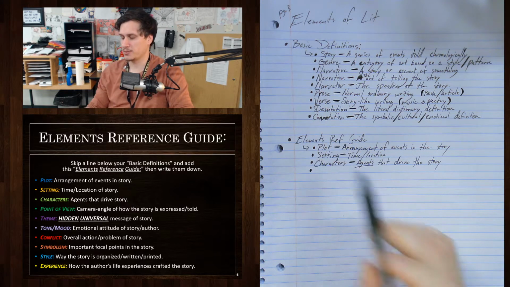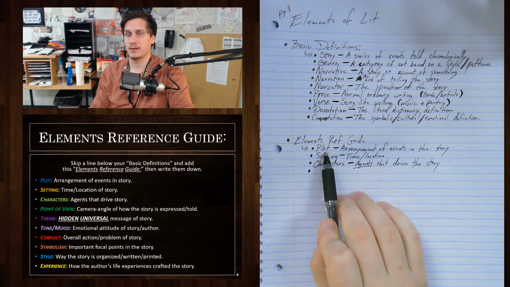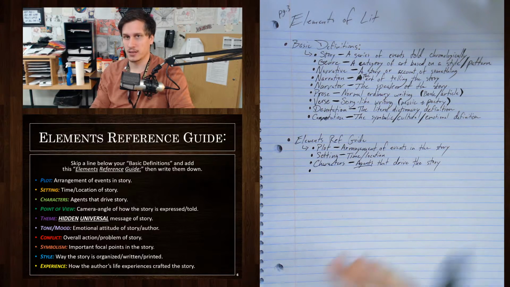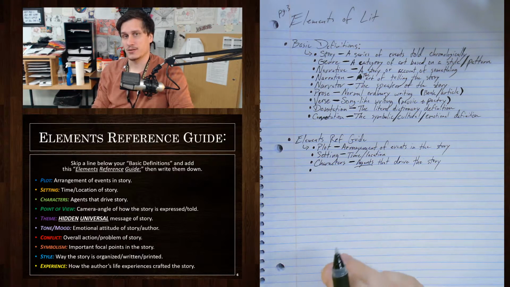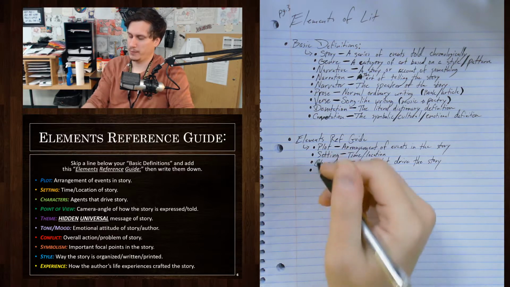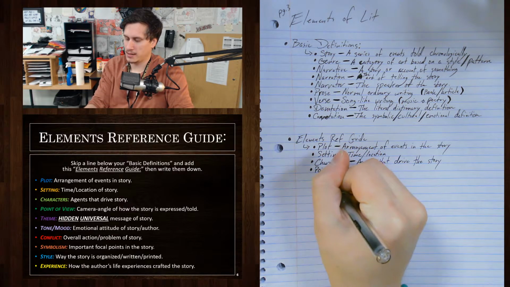So far, what we have is plot. What is plot? The arrangement of events in the story. It's the order of events. Setting, which is the time and place. And characters are the agents that drive the story forward. Pretty simple. Going on to the next set.